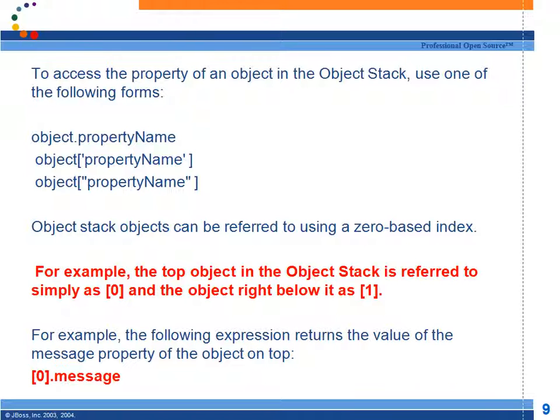Object stack objects can be referred to using a zero based index. For example, the top object in the object stack is referred to simply as 0, and the object right below it as 0, 1. What do I mean? Let's take a scenario where you are given a request for action 1. From the browser you give a request to action 1, right? From action 1, I will show you a way where action 1 can internally forward to action 2, action 2 can forward to action 3, action 3 can forward to action 4, right?